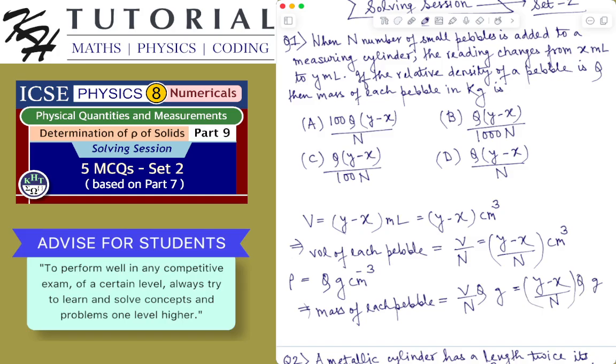Now the question has asked to find the mass of each pebble in kilogram. So definitely this will be Q multiplied by y minus x divided by n, and whole multiplied by 10 to the power minus 3, this much kilogram. Okay, so the correct choice is choice B. B is the correct choice.